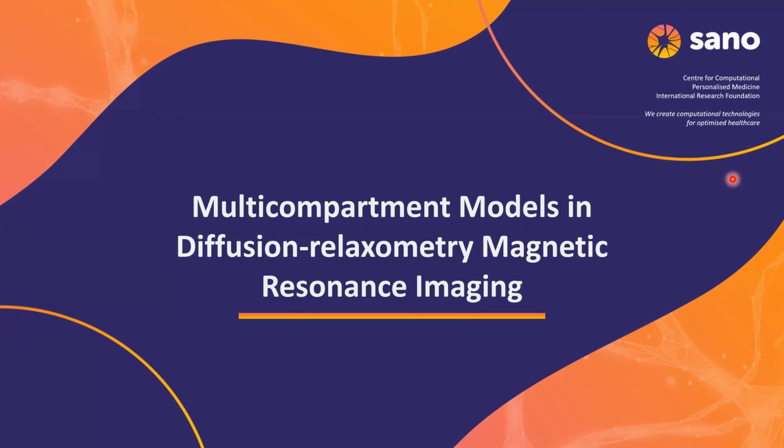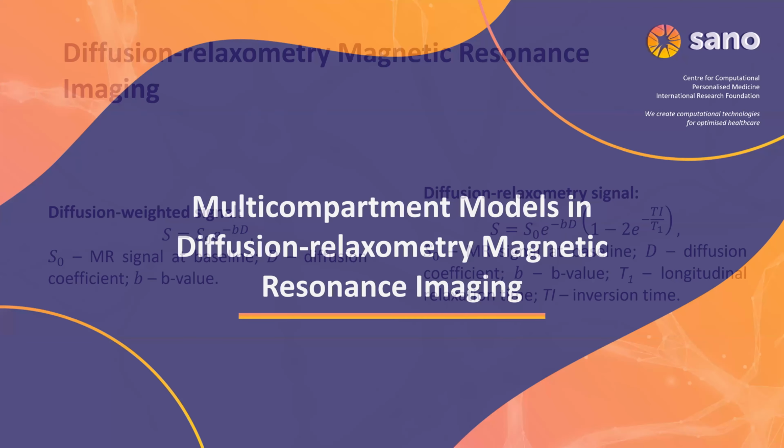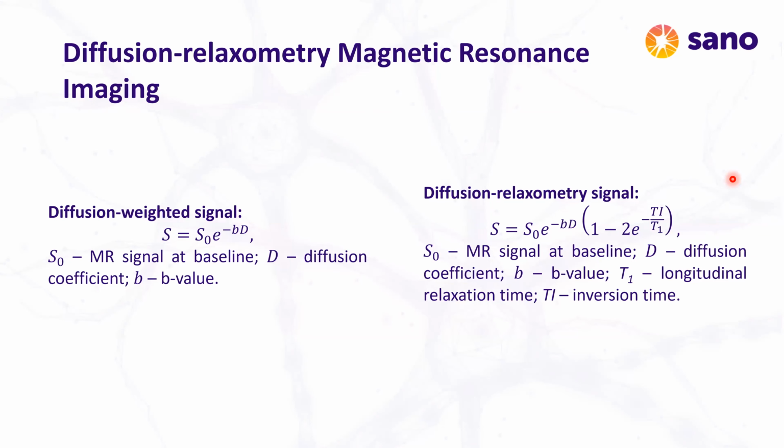My first research focused on the use of multi-compartment models in diffusion-relaxometry magnetic resonance imaging. It is very difficult to use only diffusion-weighted data to separate tissue compartments that have very similar diffusion coefficients, and to use only relaxometry data to separate compartments that have similar relaxation constants. In both cases, there are theoretical limits to the resolution. The simultaneous use of diffusion and relaxometry magnetic resonance imaging, called diffusion-relaxometry, mitigates the problem of spectral resolution.